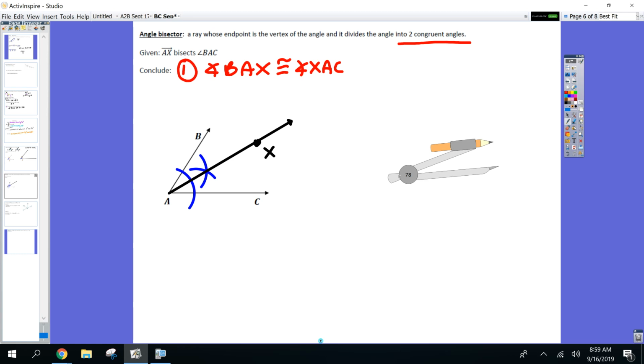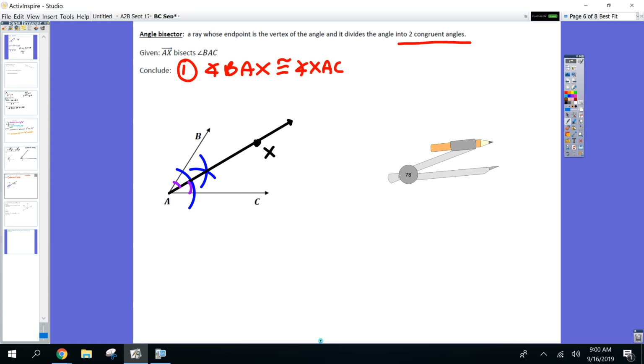Arc marks. Quick piece of advice about arc marks. I would probably stay away from making your arc marks like that, because you can't really tell that those 2 are congruent. Probably the best way to do it is, if you're going to make arc marks, offset them a little bit so it's clear that they're talking about those two angles being congruent. Okay.